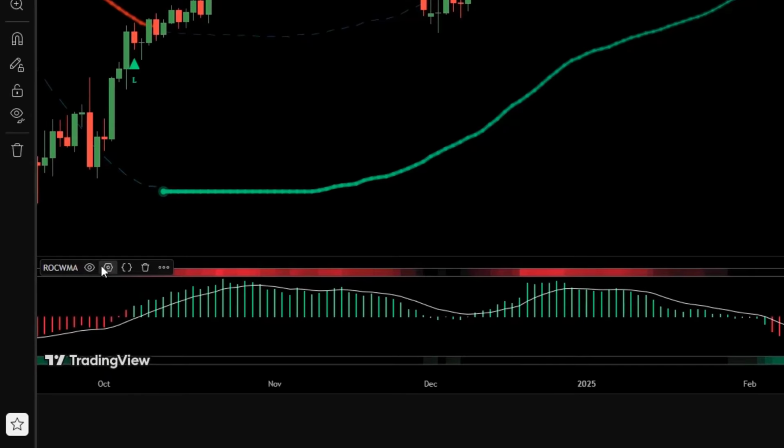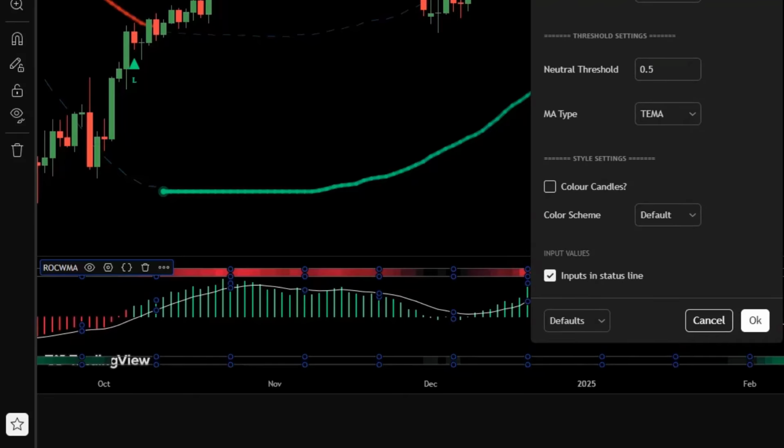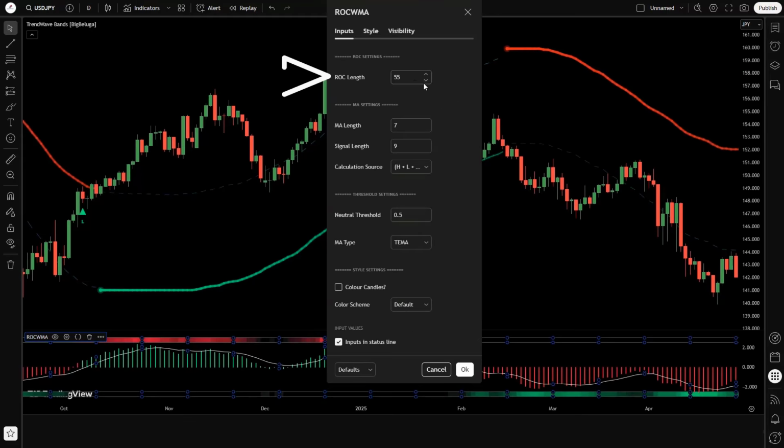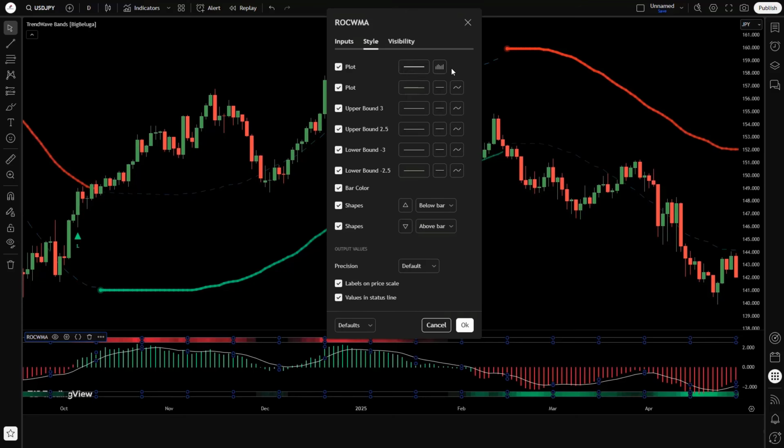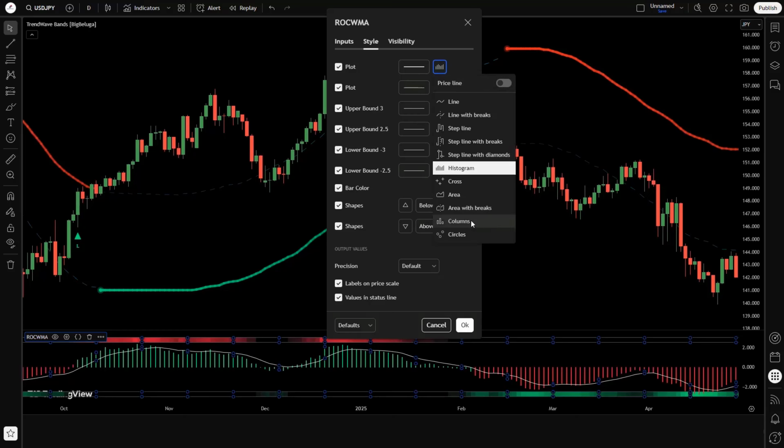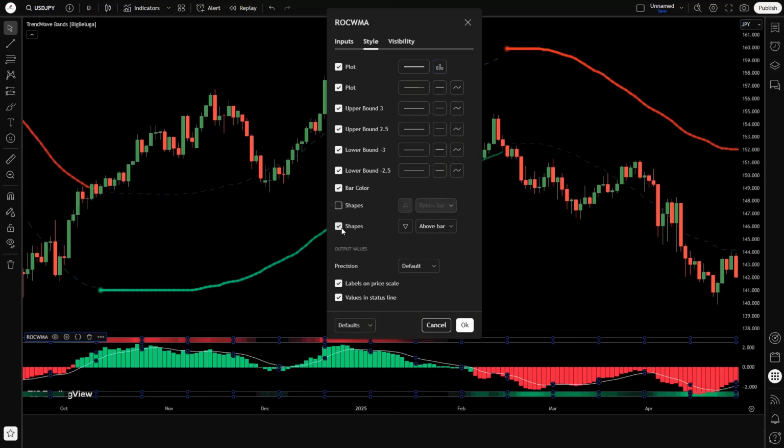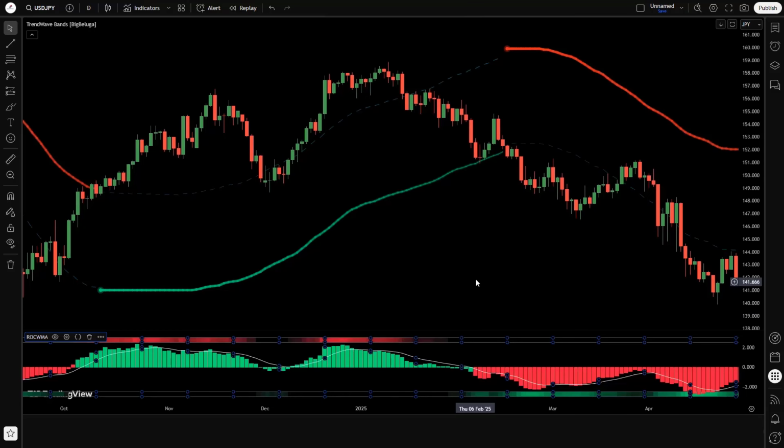Now click on the setting icon of ROC weighted MA oscillator indicator. Change 55 to 52 in ROC length. Change 7 to 9 in MA length. Tap on Style. Change this setting here. Hide shapes. Now everything is correct. Now click on OK. Let us now use both the indicators together.